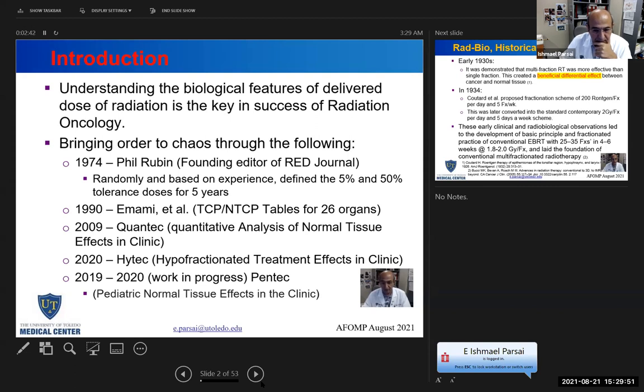So we kept all of that information and continued treating patients with them until recent years, where hypofractionated treatment became a reality, and neither one of those two sets of data had anything to say about the NTCP. In 2020, HYTEC was published in Red Journal, and it is a paper that everyone should have a chance to look at. Also in 2019 and 2020, there is work in progress on the next set of data that will be published for future use under the title of PENTEC, which is for pediatric normal tissue effects in the clinic.